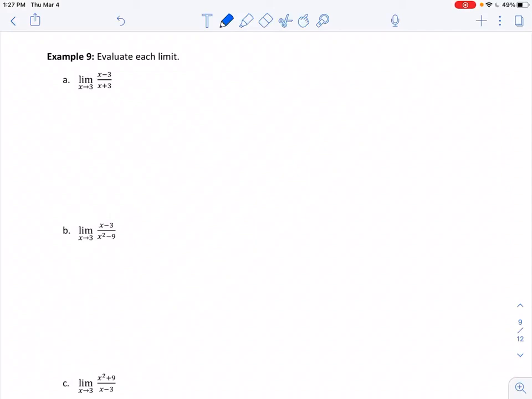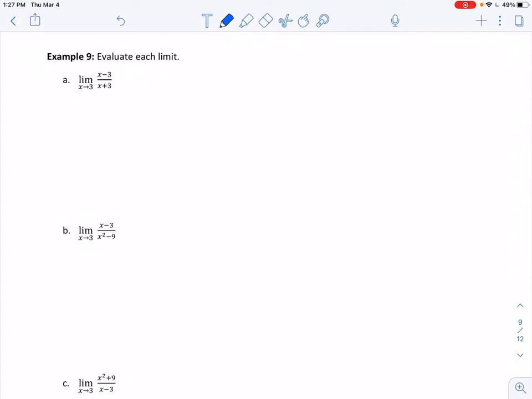In this video, we're going to take a look at 3 quick examples to practice telling the difference between when we end up with indeterminate form and when we end up with a limit that does not exist. So in part A, we've got the limit as x approaches 3 of (x minus 3) over (x plus 3).